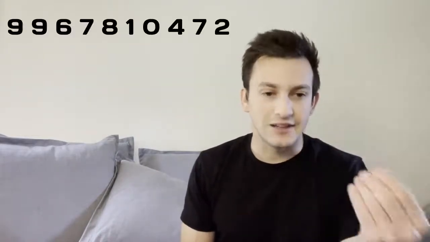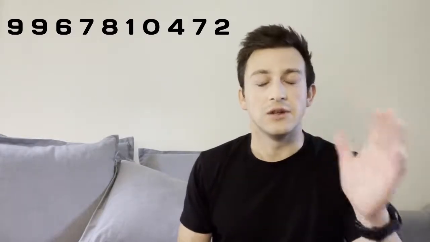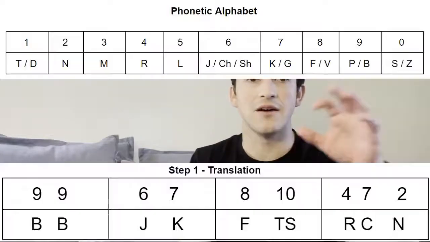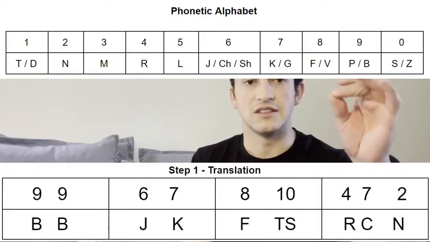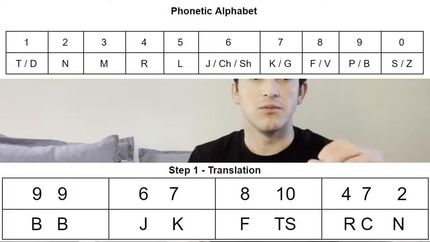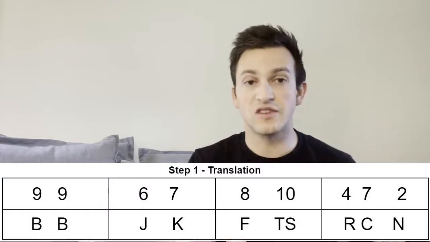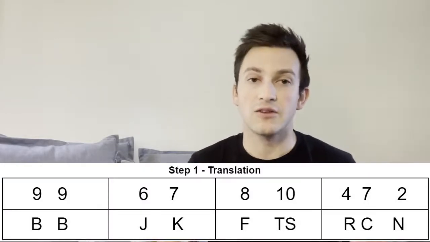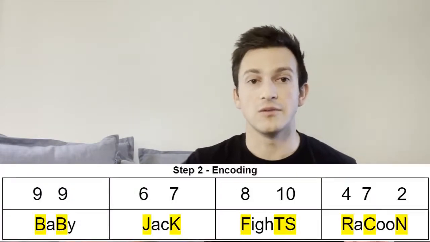So let's take it a step further and use the 10 digits that we brought up earlier, 996, 781, 0472. If we take these digits and we represent them using the phonetic alphabet as sounds, we have a B, B, J, K, F, T, S, R, C, N. Now, if we can put those phonetic sounds below, then our next step would be to group those sounds together in a consecutive order that allows us to create words. So in this one I used Baby Jack fights a raccoon.